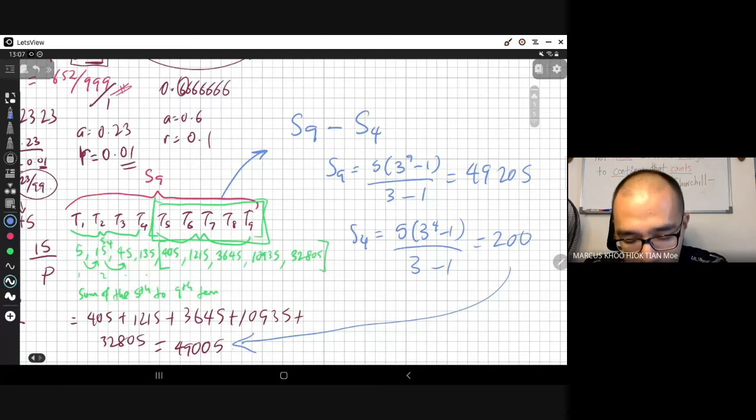Okay, this is using the formula method, this is using the manual method. If you don't know how to use the formula method, don't give up. Try doing it manually.